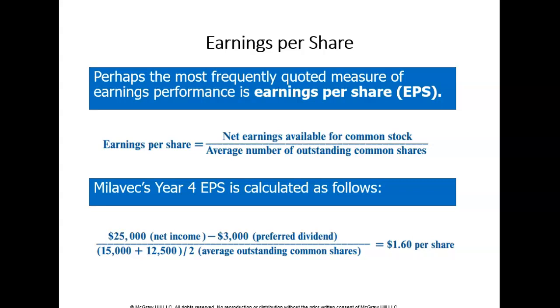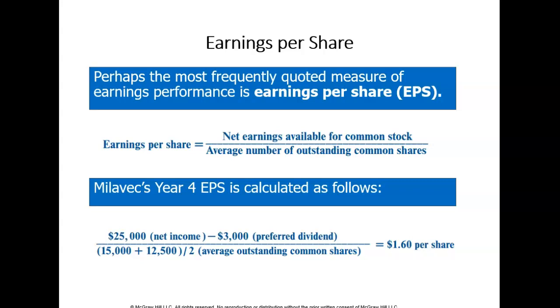EPS is a calculation only for the common stockholders. So it's 25,000 in net income, but 3,000 was paid to preferred dividends. So there's 22,000 available for common stockholders. To get the average shares of common stock outstanding, once again, it is beginning shares outstanding plus ending, divided by 2 to get the average. So the earnings per share is $1.60 per share. Now, what does this value mean to you?